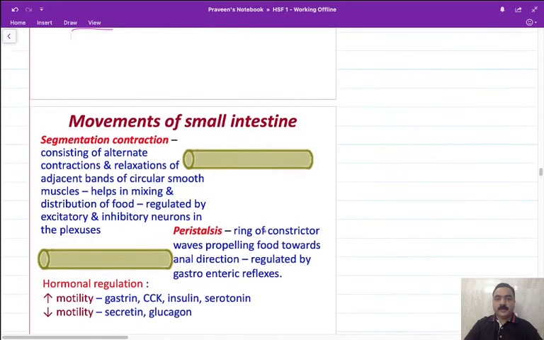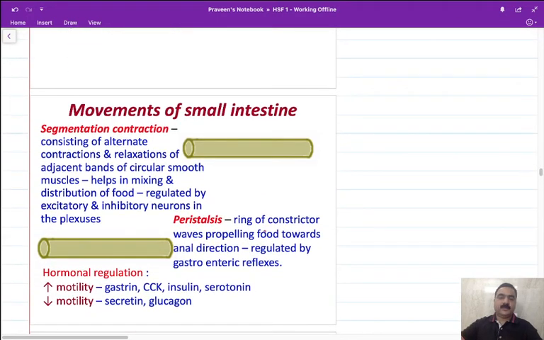So now let us look into the movements. Those are the secretions that we have seen. Now let us look into the movements that take place in the small intestine.